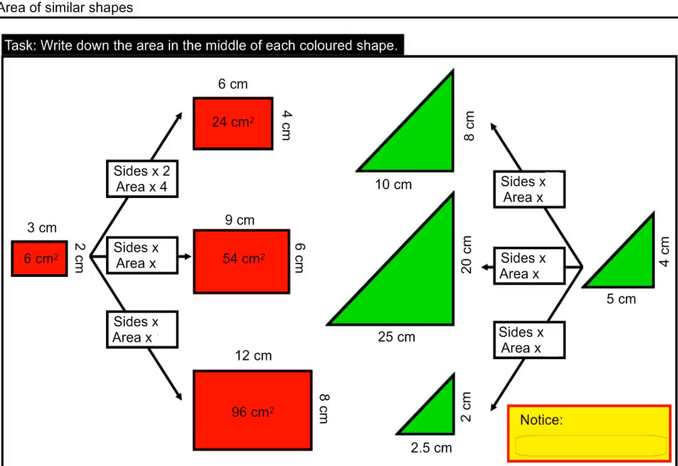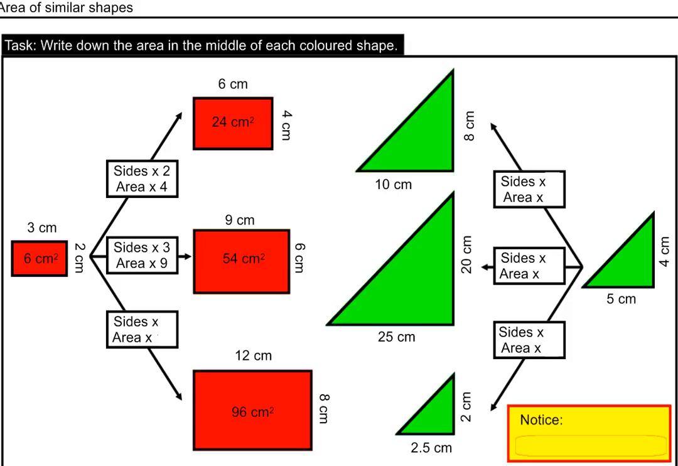Looking at my corresponding sides, 3 and 9, 2 and 6. Well, those have all got 3 times bigger, but the area hasn't got 3 times bigger. 9 times 3 isn't 54. That's been multiplied by a factor of 9. It's got 9 times bigger.